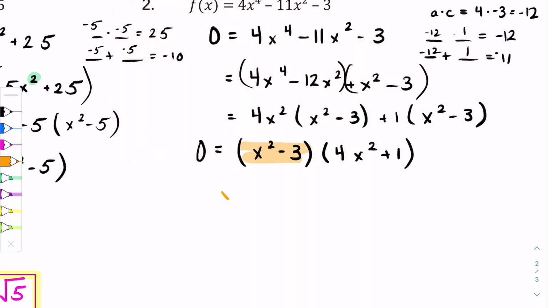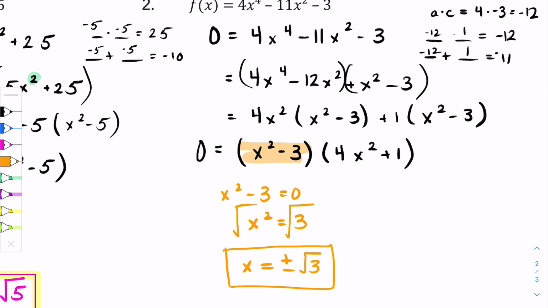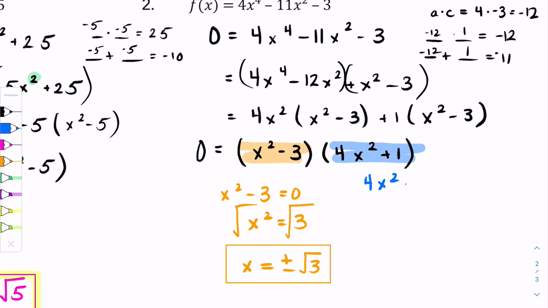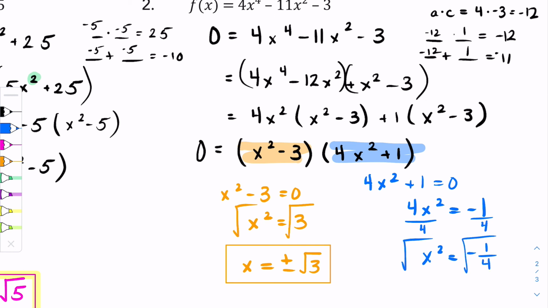So this first factor, x squared minus 3, set this equal to 0. x squared equals 3. Take the square root of both sides. x is equal to positive or negative square root of 3. For the second factor, we have 4x squared plus 1. 4x squared is equal to negative 1, and we need to isolate the x squared term, so we're going to divide both sides by 4. x squared is equal to negative 1/4. Take the square root of both sides.